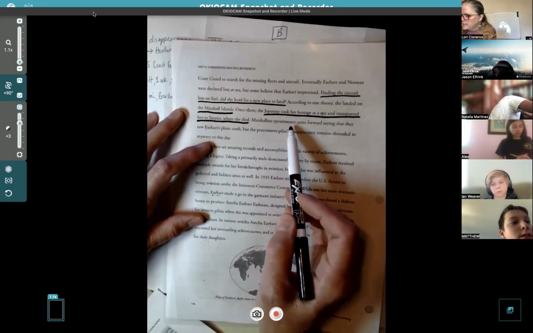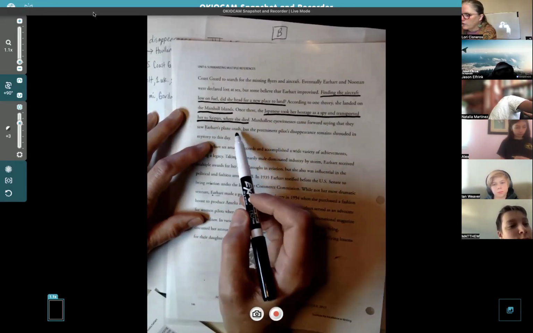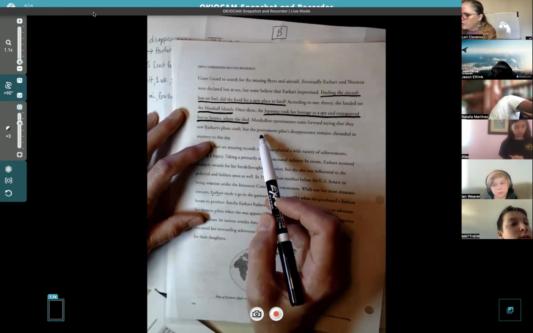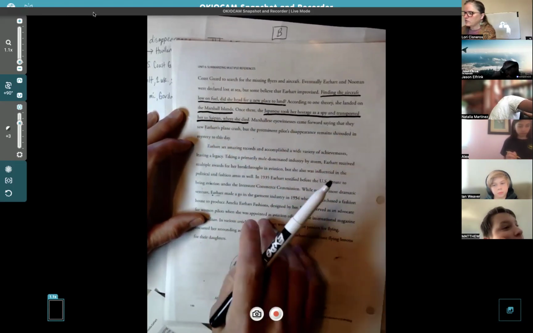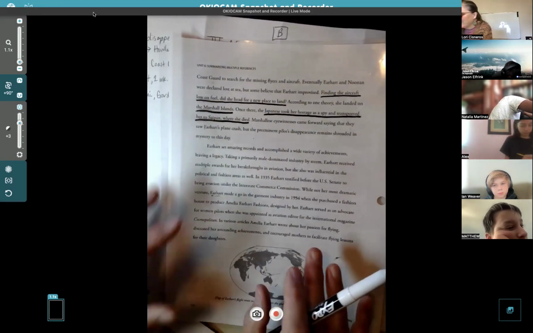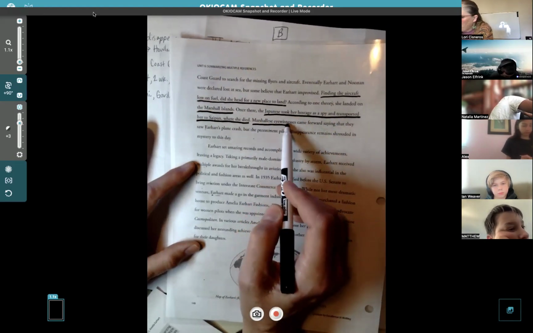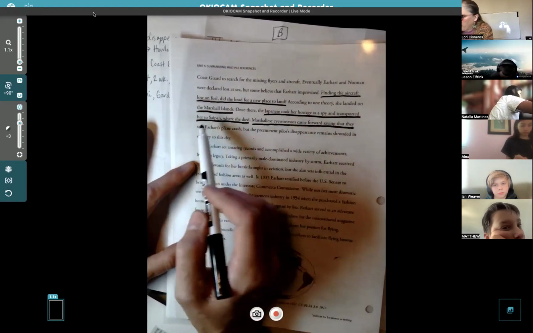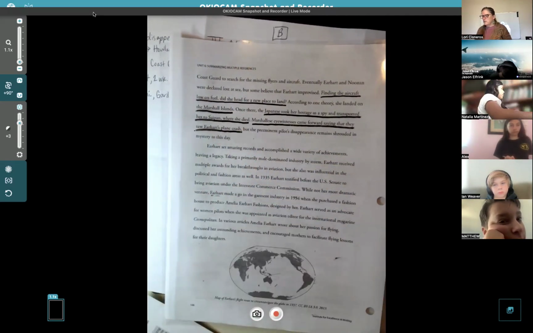Marshallese witnesses came forward saying that they saw Earhart's plane crash, but the preeminent pilot's disappearance remains shrouded in mystery to this day. Meaning they don't know. They still don't know. Marshallese eyewitnesses came forward. I'm going to underline that part that they saw her plane crash.